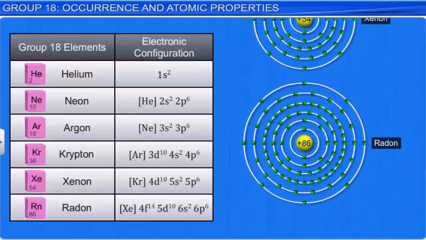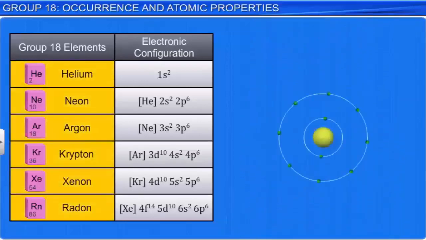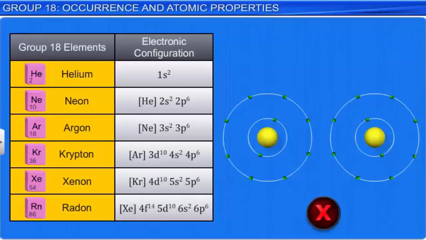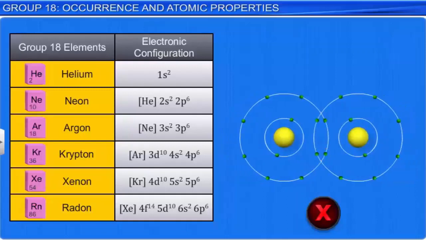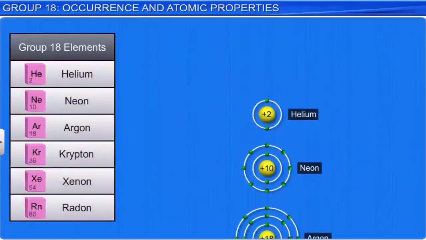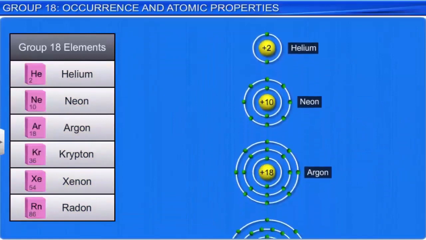As these elements do not have a tendency to lose, gain, or share electrons with atoms of other elements, their valency is 0. The stability or inert nature of these elements is further attributed to the symmetrical arrangement of their electrons.